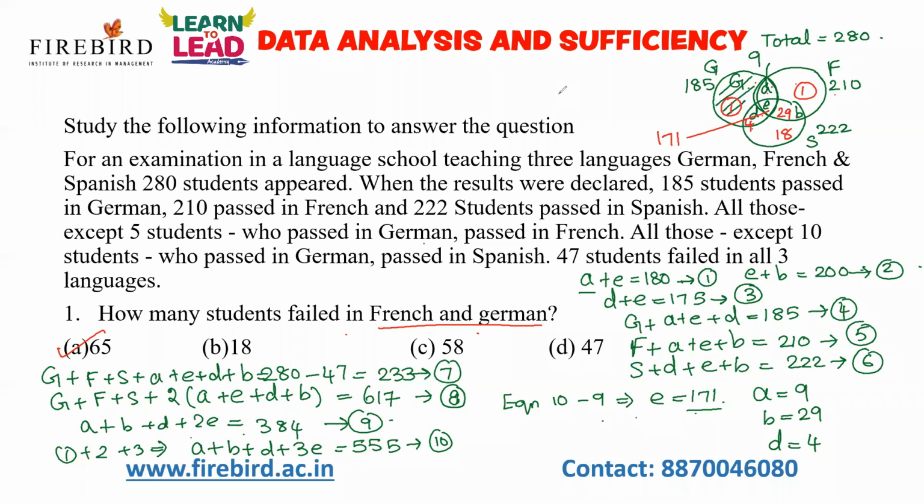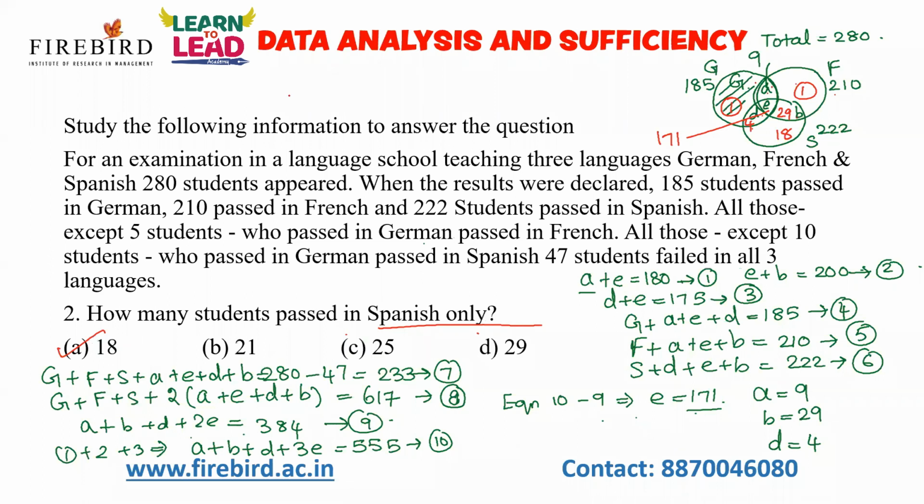Now, if I go to the next question. How many students passed in Spanish only? Spanish only, if you see the diagram itself, it shows 18, right? So 18 students. Option A is your answer.